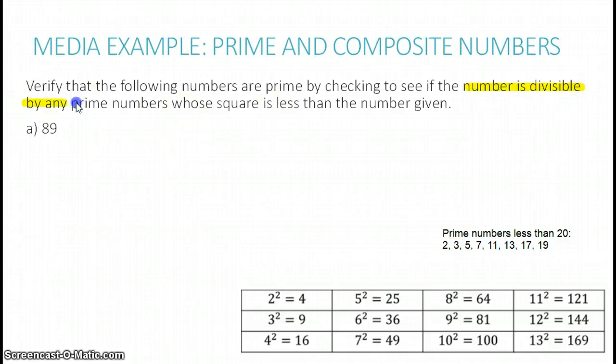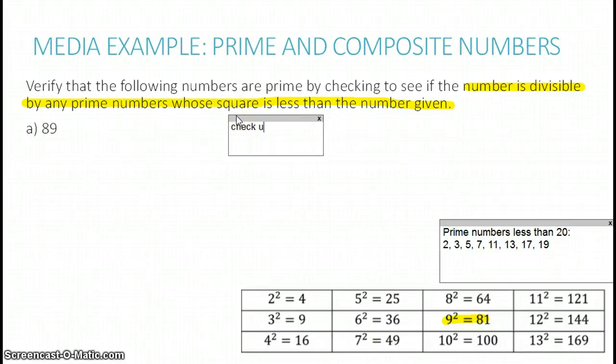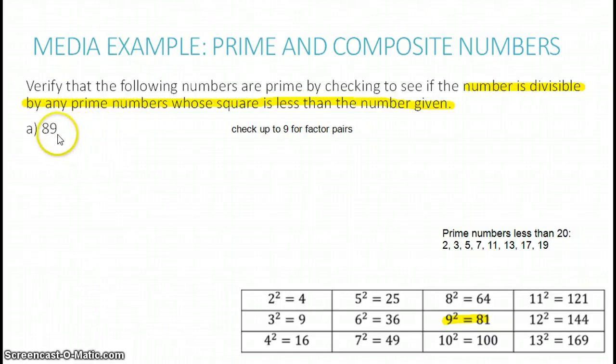but once we see how useful this piece of information is in minimizing the amount of work we need to do to check to see if a number is prime, you'll see that it's worth it, and we'll make sense of it in the context of this problem. So we have 89. So we said if we wanted to find all the factor pairs of 89, we only had to check up to, well, 89 lies between 81 and 100, so we would have to check up to 9. So let's just write that here. We would need to check up to 9 for factor pairs.